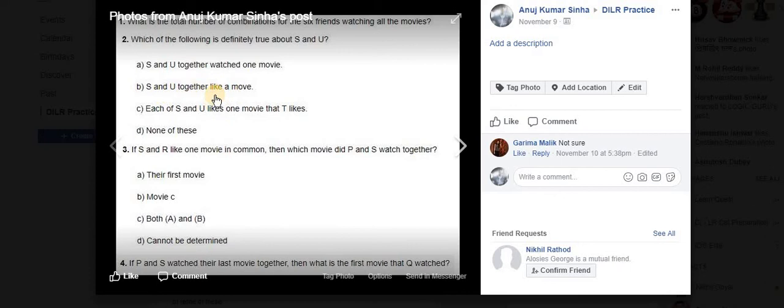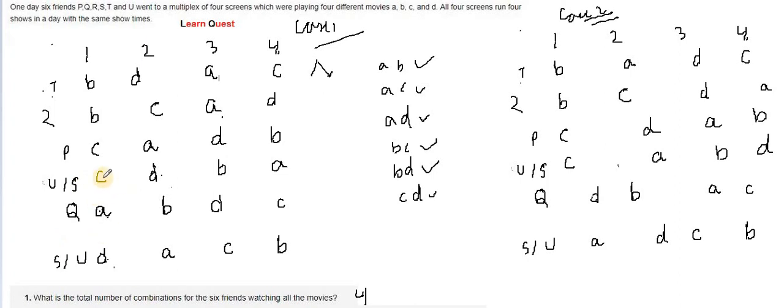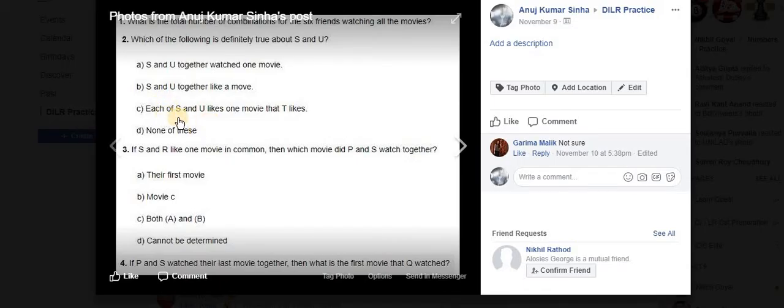The second statement is S and U together liked a movie. So CD and AD, together they liked a movie. Well, here it is possible. They could have liked D together, S and U, and here they could have liked A together. Now the third option is each of S and U likes one movie that T likes.